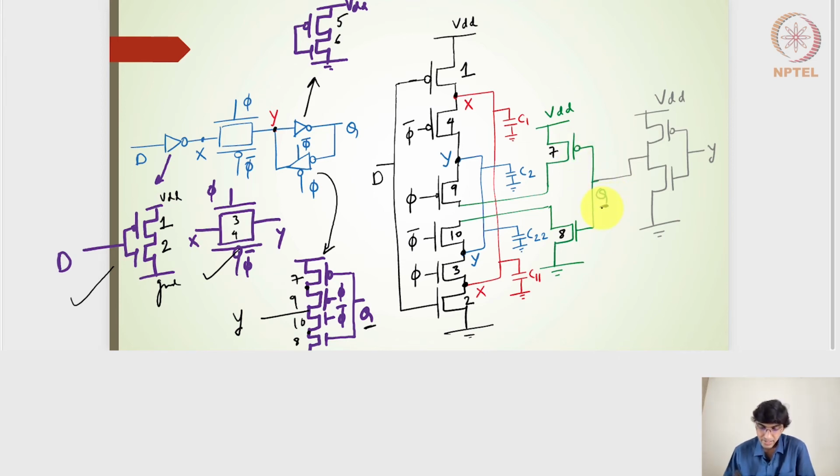And finally, this particular inverter's output is Q, the input is Y here. So this output Q is the output of the 5, 6 transistors. So I'm going to write it as transistor number 5 and 6, where the input is Y and the output is Q. So I've covered all the 10 transistors here and tried to make it as compact as possible.